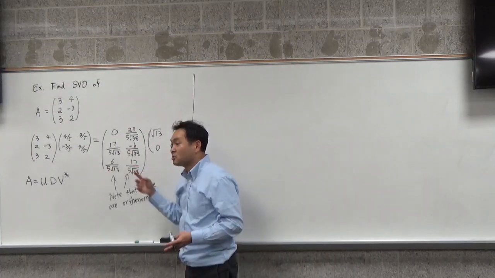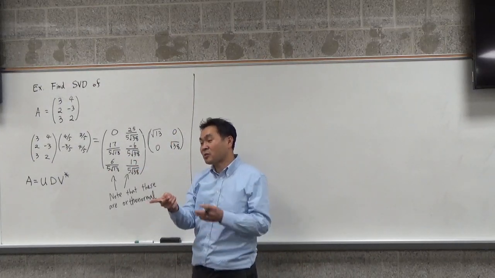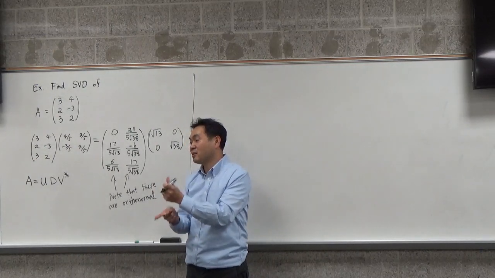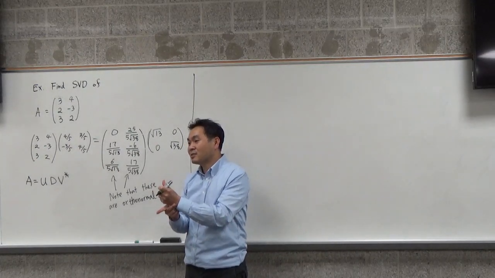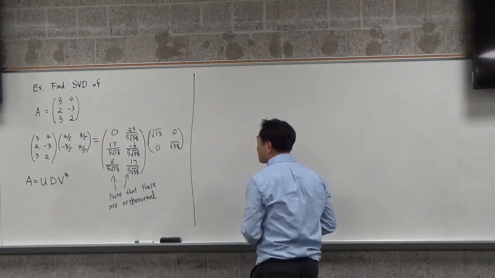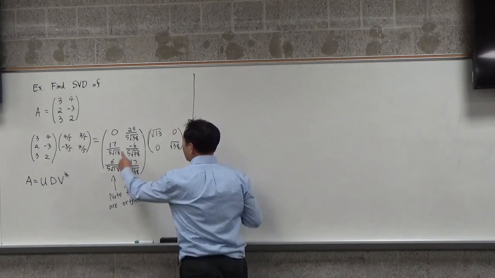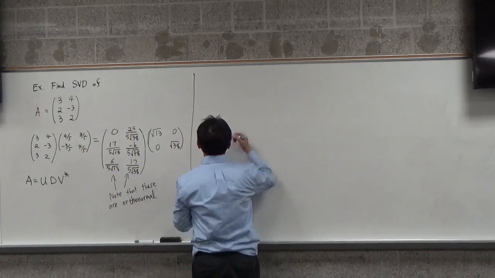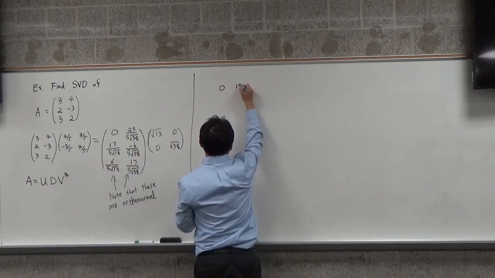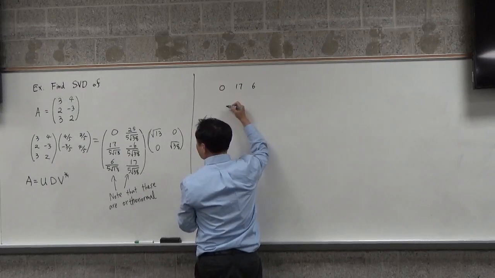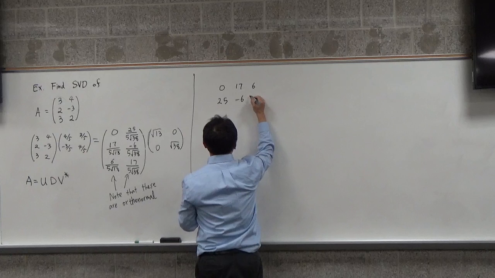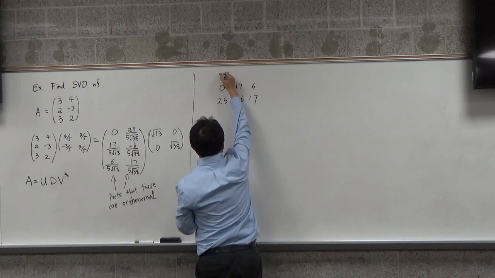If you have two vectors in dimension 3, you can always find the perpendicular vector, the third one, easily by doing what? The cross product. Right. So what we're going to do is take the vectors 0, 17, 6 and 25, negative 6, 17, with i, j, k.